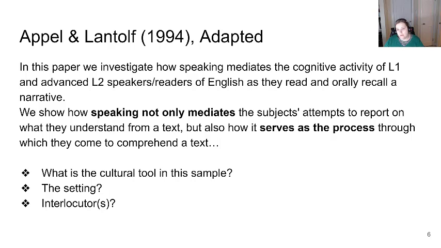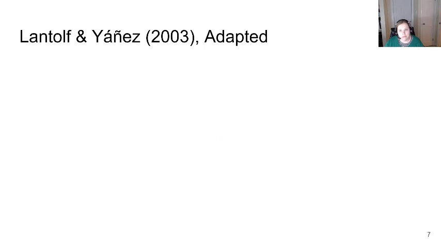And the interlocutor, well, here it doesn't say very much about it, but it says, let's see, L1 and L2 speaker readers read and orally recall a narrative. So maybe one of the interlocutors is the writer of the thing they're reading. Maybe it's their classmates, maybe it's their instructors. So not everything is spelled out here, but you can kind of imagine what those things would be.